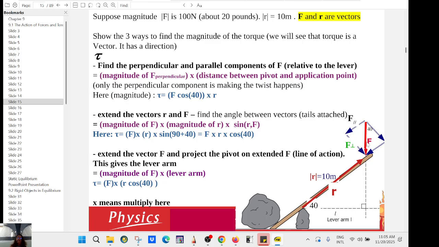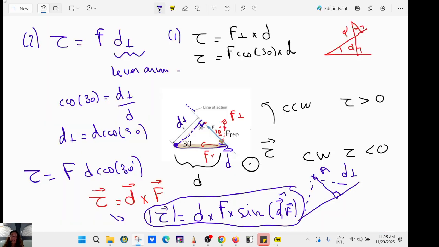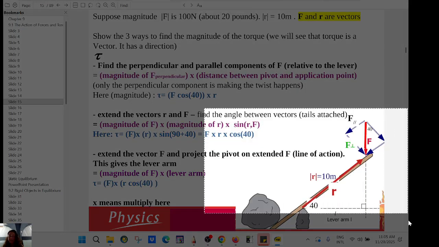Or you take the definition of the cross product. You say, okay, the torque will be F times R times the sine of the angle between F and R. And these are vectors. If I want to find the angle between this one and that one, I have to attach them by their tails. Remember how to find the angle between vectors, right?